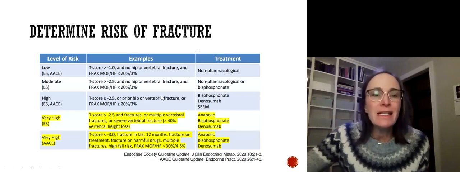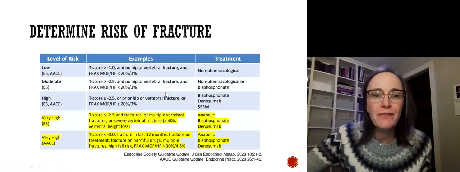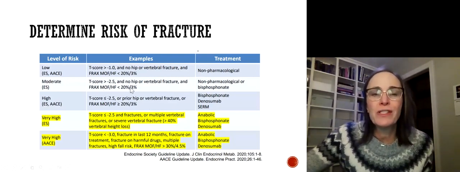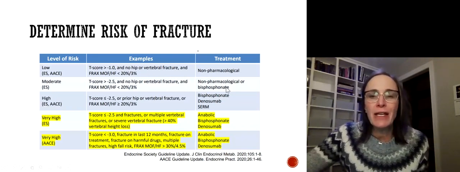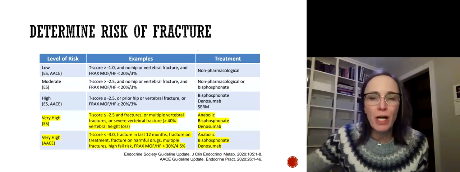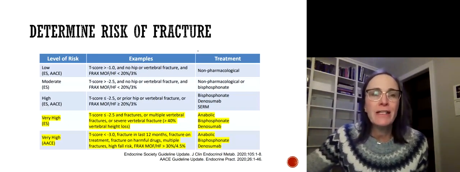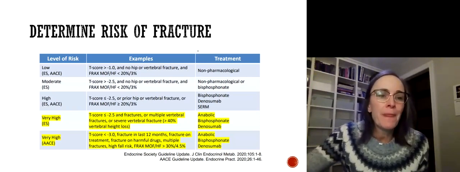Moderate risk for bone loss is a T-score greater than a -2.5 and no hip or vertebral fracture, and the FRAX scores are still less than 20 and 3%. So this is somebody that you're kind of on the fence about. You're putting together data in your head and thinking, is this patient in front of me going to walk away from me and fracture? And sometimes you can look at patients and just go, they just don't seem that frail. Maybe I'm going to monitor this a little bit longer.